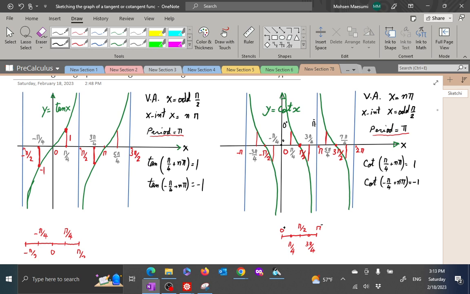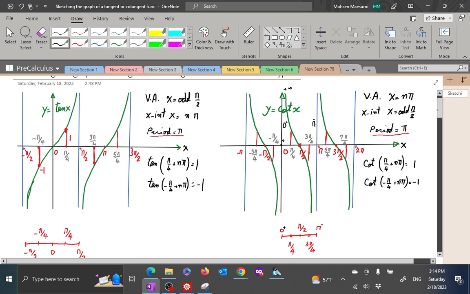Pi minus means I am at the left of pi. So what happens at 0 plus? At 0 plus I come all the way to infinity, so my picture is going to go up. At pi minus, my picture is going to go to minus infinity.